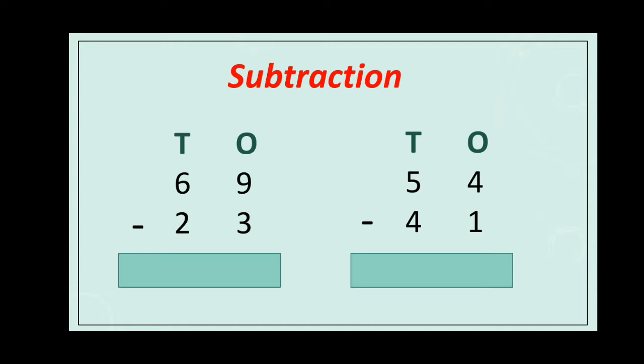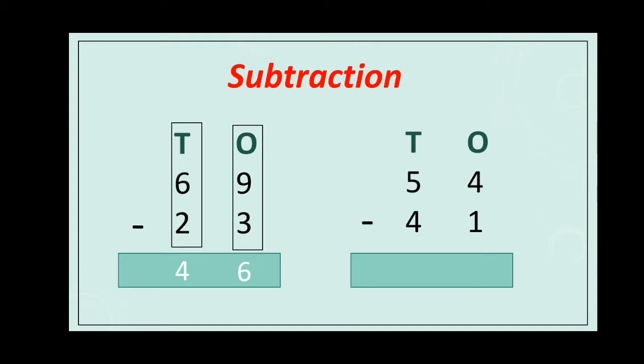Subtraction. As you can see, here are two examples given. Look at the first example. Let's find out 69 minus 23. Now subtract ones first. 9 minus 3, we will subtract 3 from 9 and the answer is 6. Now tens. 6 minus 2 is equal to 4. Now we have 4 tens and 6 ones. So 69 minus 23 is equal to 46.